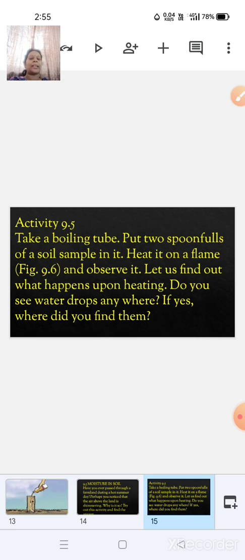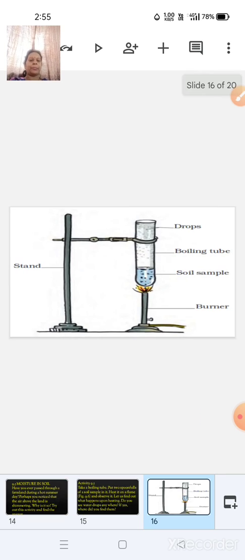For which we will take a boiling tube. We will take 2 spoonfuls of soil in this boiling tube. We will put it on the flame and then we will observe the test tube. What happens to it after heating? So here, do you see any water droplets anywhere in the tube? If yes, where did you find them?